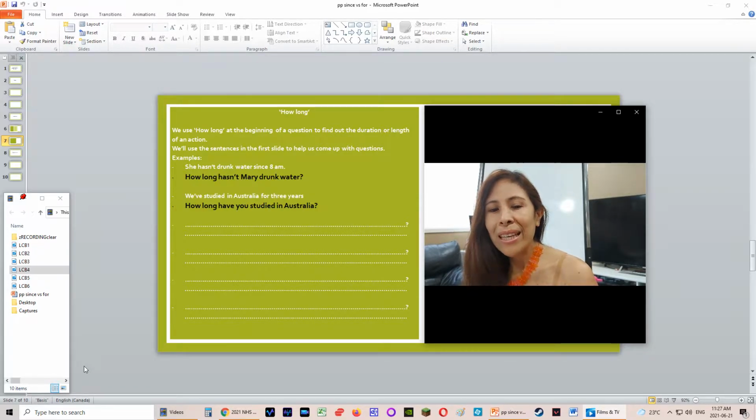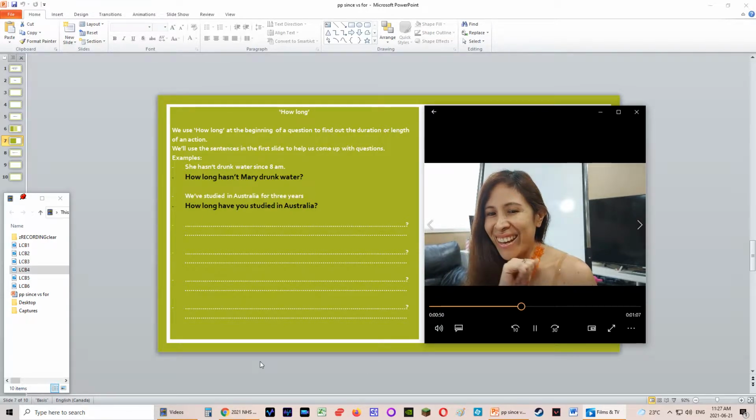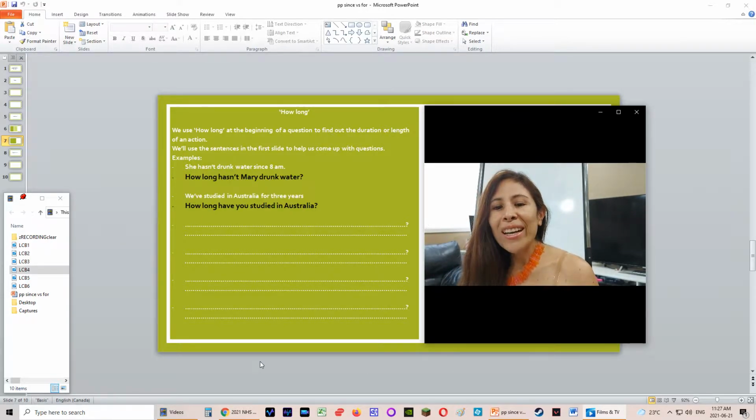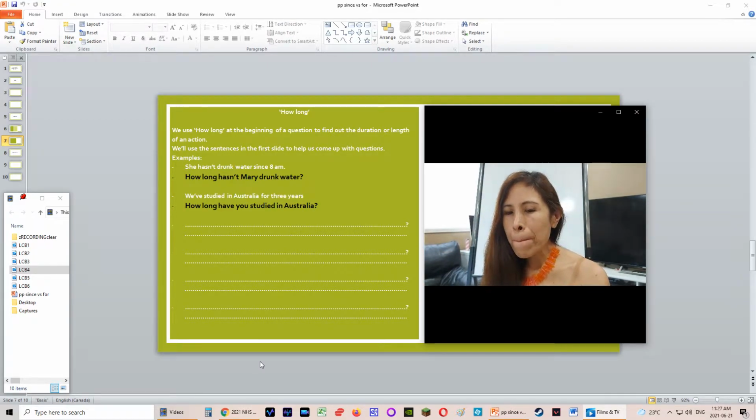Who can help me read the second example there? Brooklyn? We've studied in Australia for 3 years. Mm-hmm. The question is, how long have you studied in Australia? Exactly. Very good. Who can give me the next example? Or who can start with the first exercise? Ian. Carlos has been sleeping for 15 hours. Yes. And the question is, how long has Carlos been sleeping? Perfect. Very good.